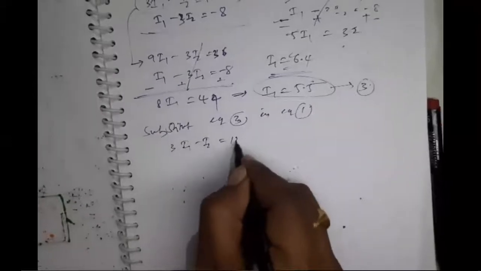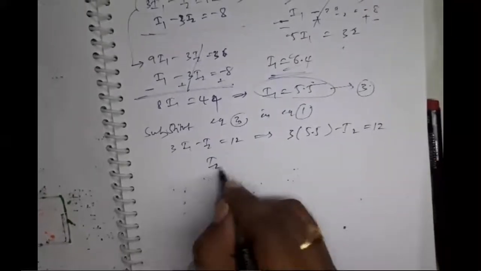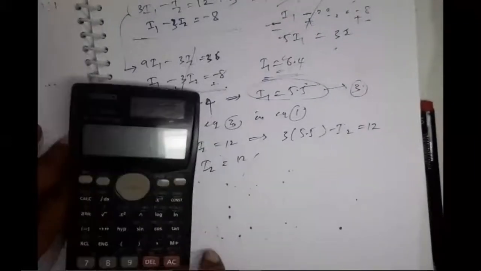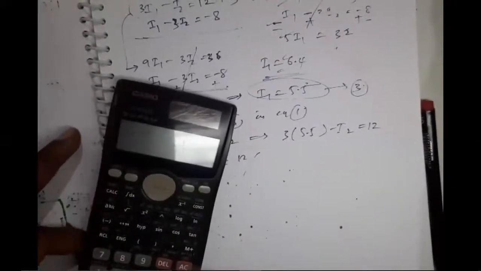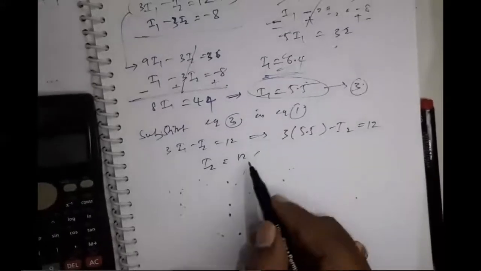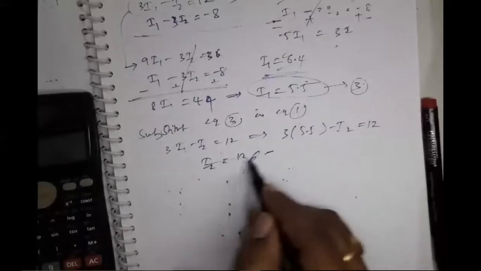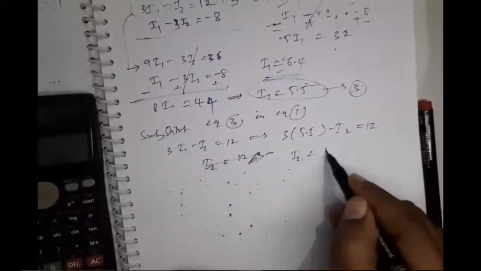What is equation number 1? 3I1 minus I2 is equal to 12. Hence 3 into 5.5 minus I2 is equal to 12. Then I2 will be 12 minus 3 into 5.5, 16.5. I2 will be 16.5. Hence I2 is equal to 16.5 minus 12. How much?